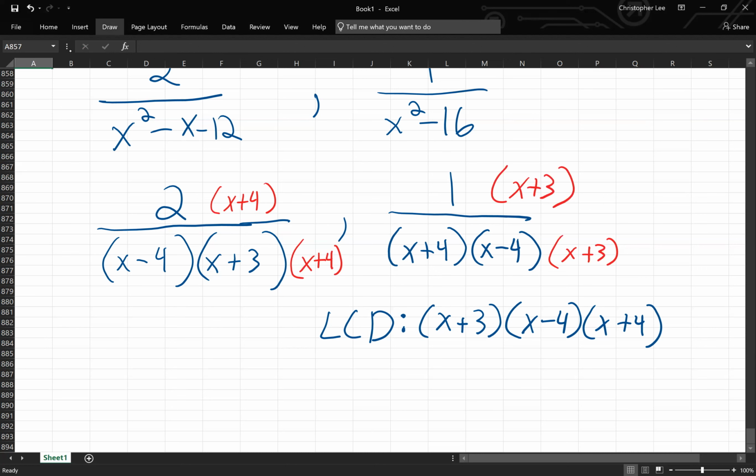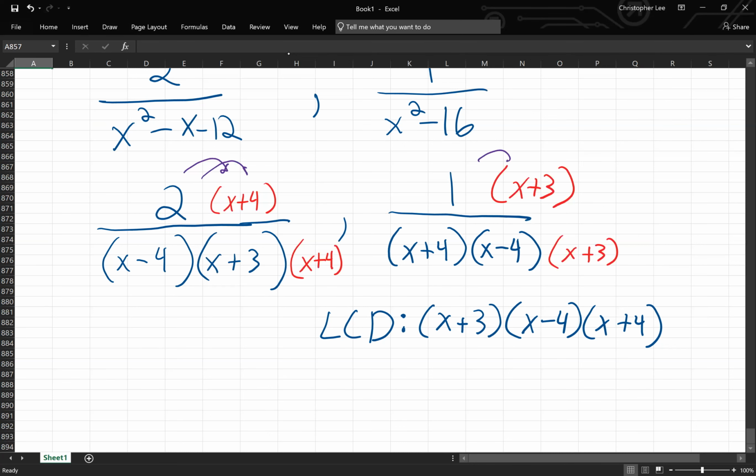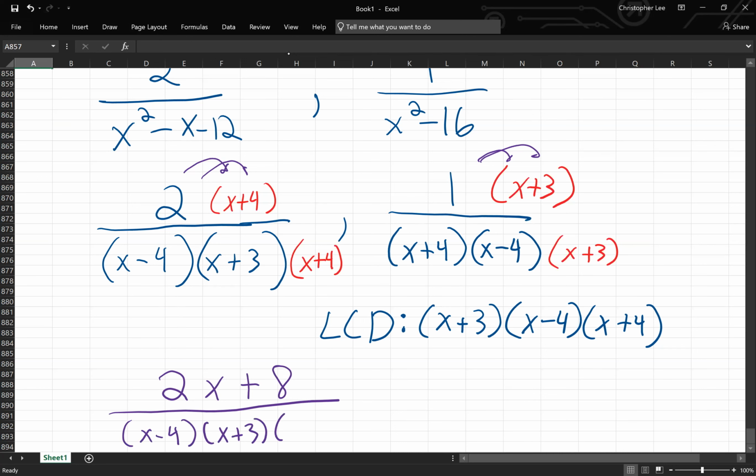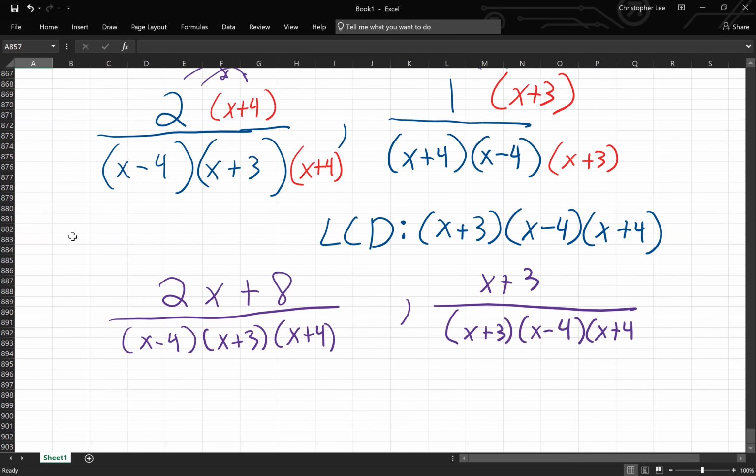All right? And after that, let's just simplify this down a little bit. Distribute, pop, pop, pop. So what do I have? I have 2x plus 8 over the LCD, x minus 4, x plus 3, x plus 4, comma, I have x plus 3 over x plus 3, x minus 4, x plus 4. Simple, simple, simple, right? And that's it.